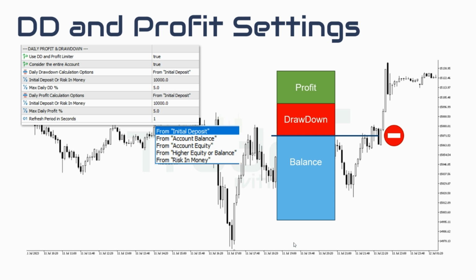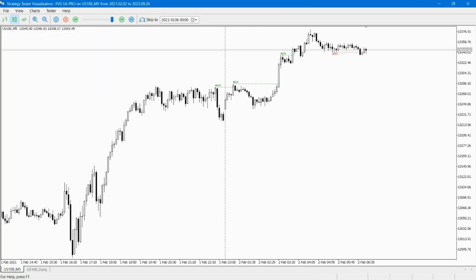You can choose it from an initial deposit. So you just put a number, let's say 10,000, and I want just 5% drawdown. You can choose it from the account balance, so at a new daily candle, the EA will automatically check the account balance. Same for the account equity. You can choose the higher of the equity or the balance to set your target with, or simply set a risk in money or a target in money. So I need the EA to make $500 per day, and I don't want it to lose more than $100 per day. And the last parameter is the refresh period in seconds, where you configure when the EA checks the drawdown and the target profit.